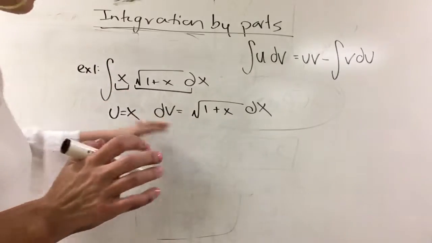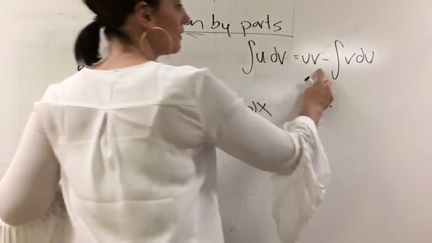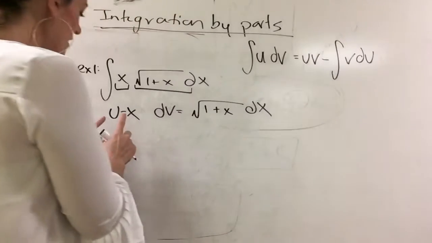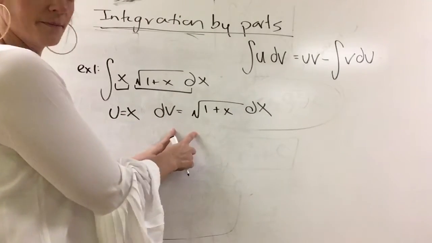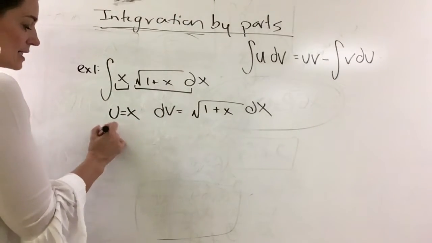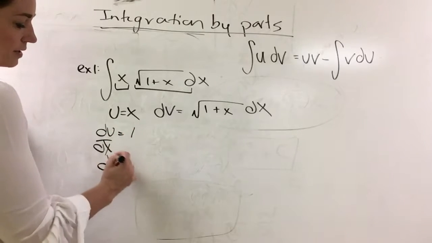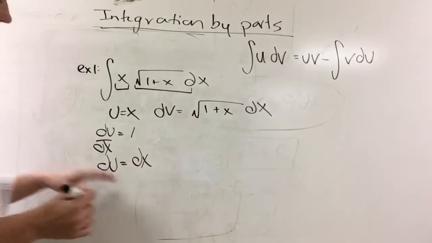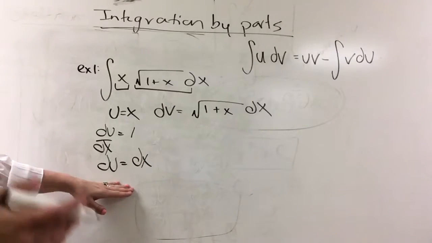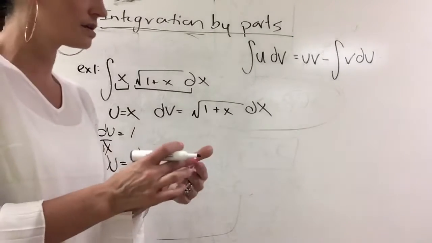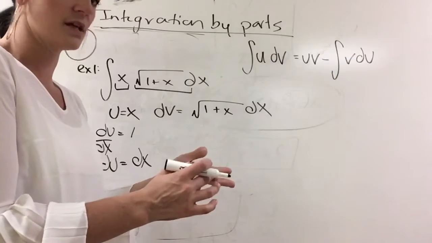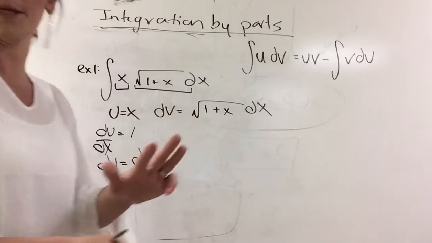Because for this formula I have a u and a v and a v du, I actually need to find du and I need to find v. Well, if u is x, du/dx is 1. So I'm going to rearrange: du equals dx. I'm rearranging that because in my formula I have u's, v's, du's, and dv's. So I need all four things to work for me.